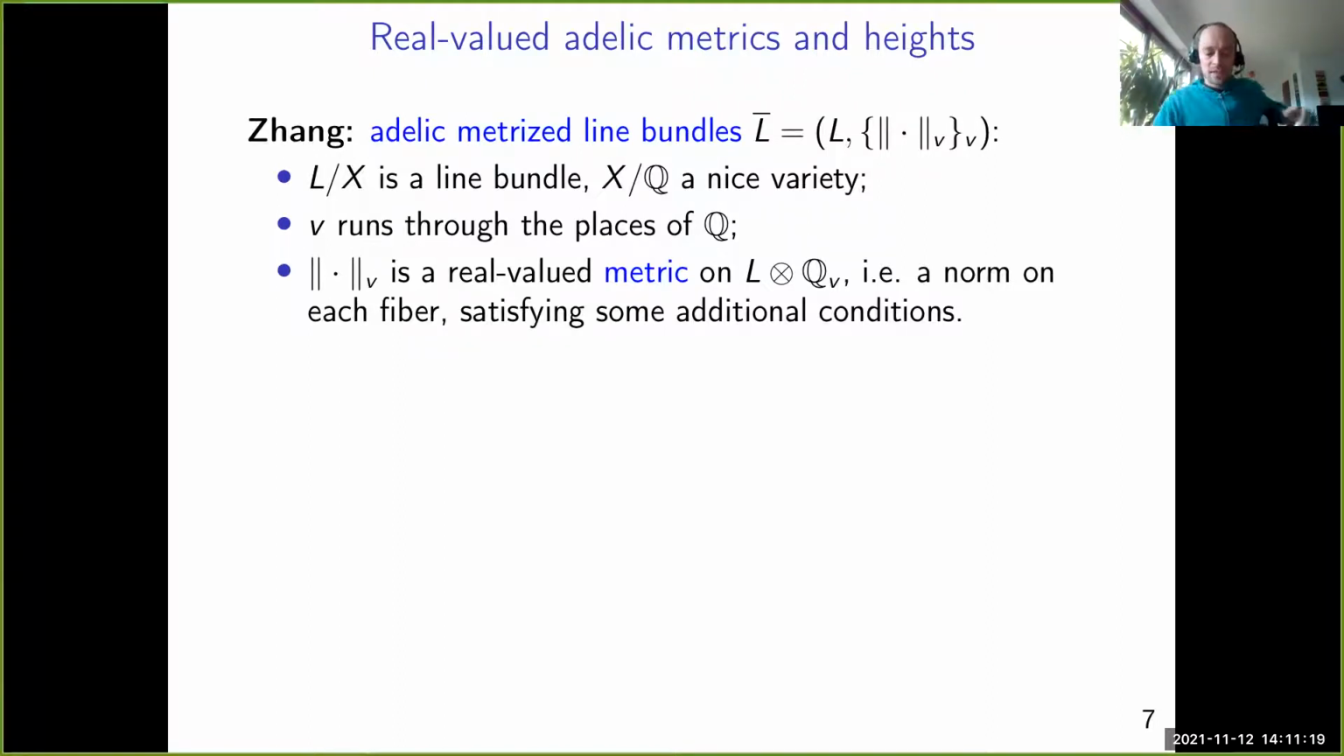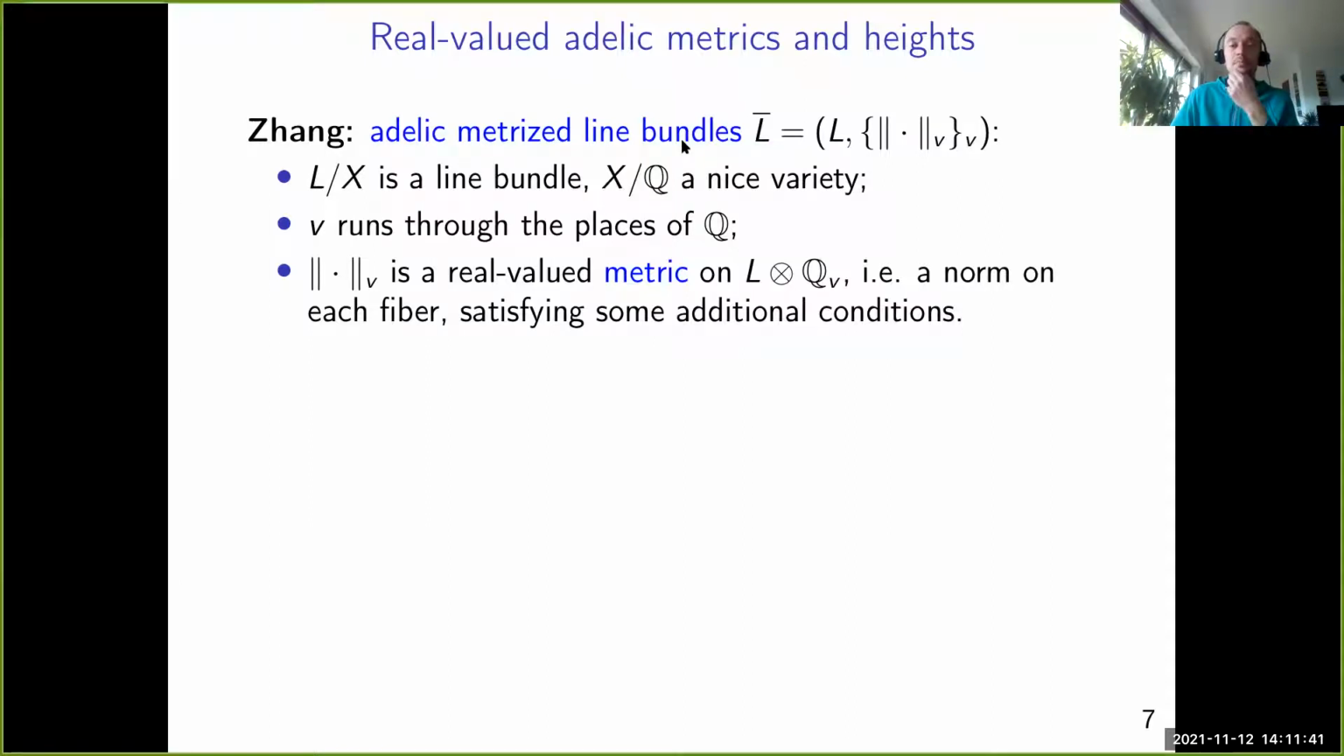So yeah, in the real valued setting, you can actually construct the canonical height. I mean, this sort of goes back to Néron, by looking at a local decomposition. And one way to do this is by using a local decomposition in terms of metrics. Yeah, so I think this definition is due to Zhang.